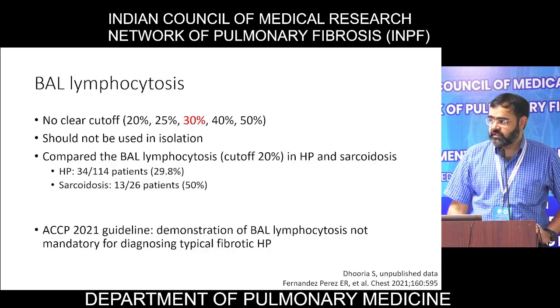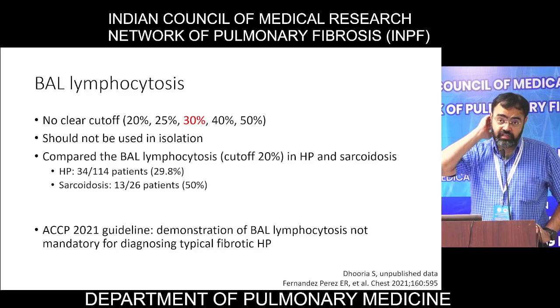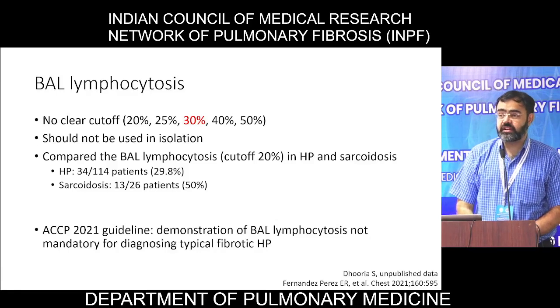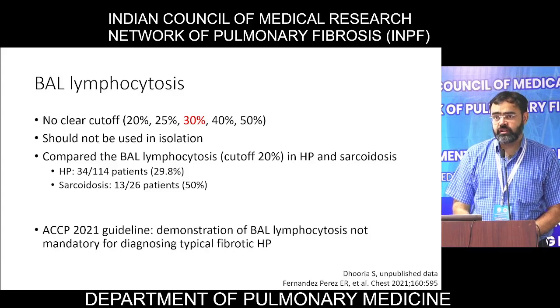BAL lymphocytosis has its problems because there's no clear cutoff defined. 20%, 25, 30, 40, 50% are various cutoffs used in literature. The guideline picks up 30% as the most favored one, but again, no particular cutoff is sacrosanct. So it should not be used in isolation because BAL lymphocytosis is also seen with sarcoidosis, with organizing pneumonia. So always combine it with the radiologic findings, the exposure history.